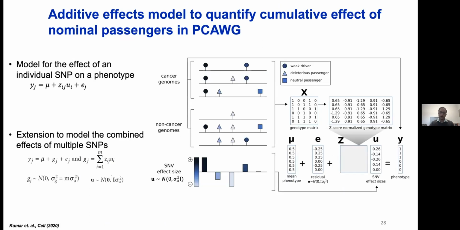So for this, again, we borrowed the idea of additive effects model from germline studies, where additive effects model is simply aggregation of genotype of each mutation along with their effect size, along with a residual environment term to predict phenotype of a given sample. So in our case, our phenotype is binary, 1 meaning cancer, 0 meaning non-cancer.